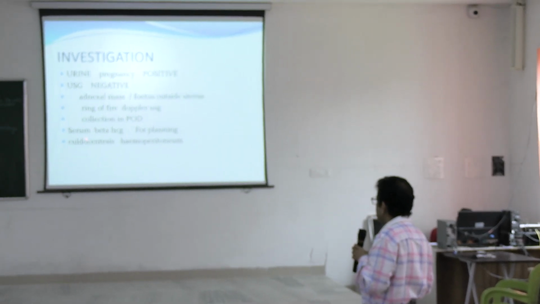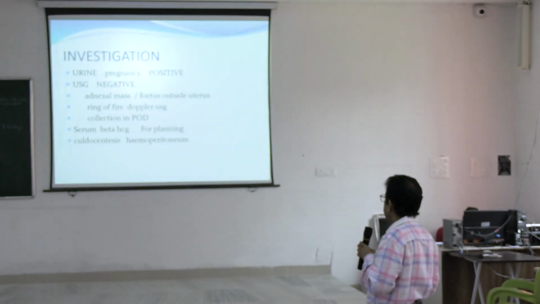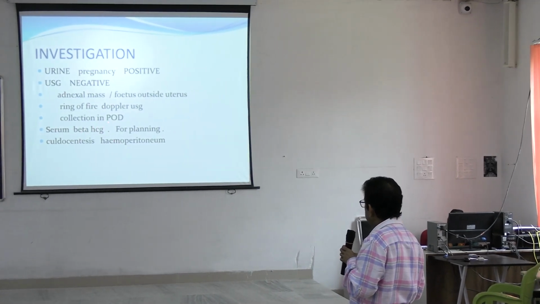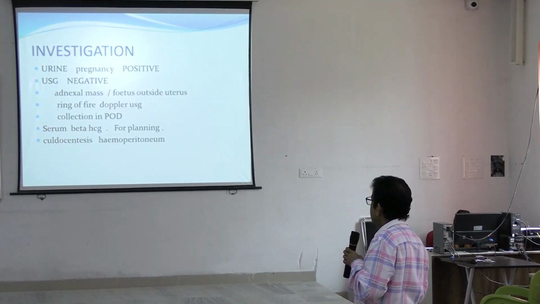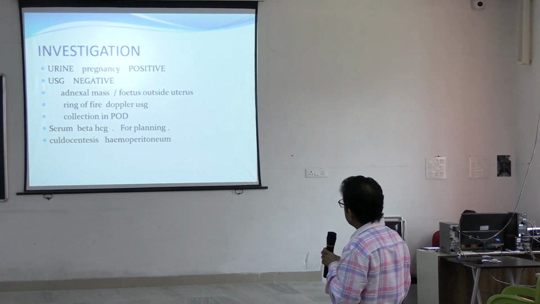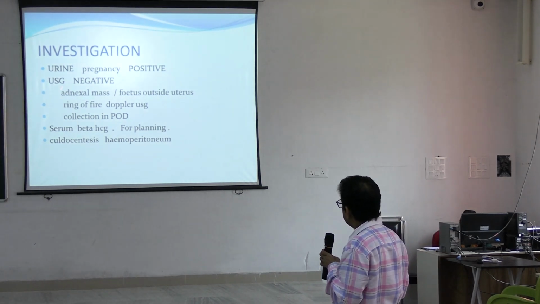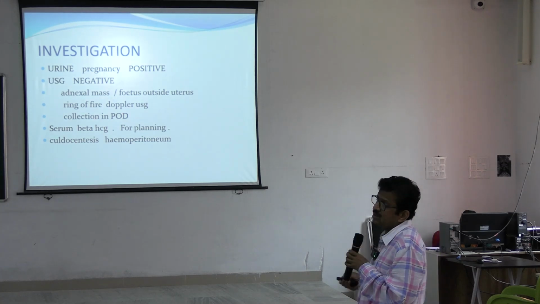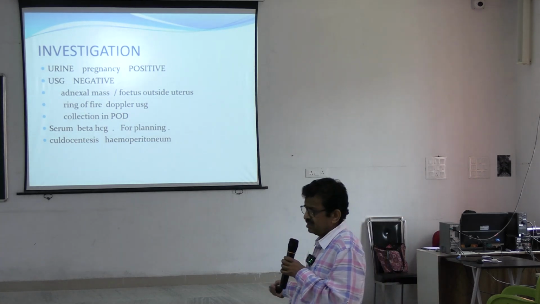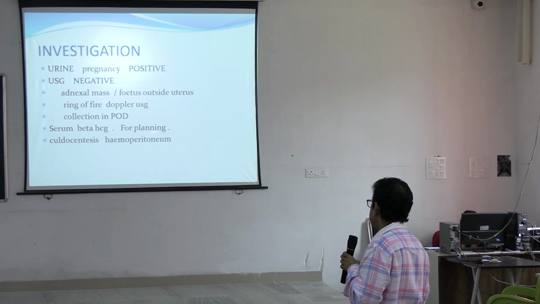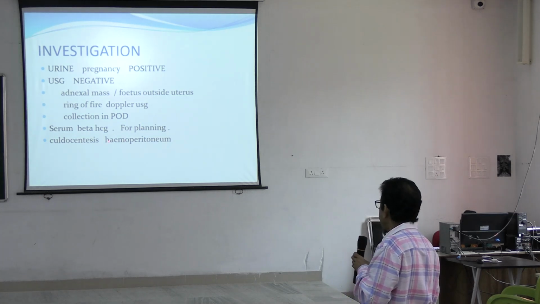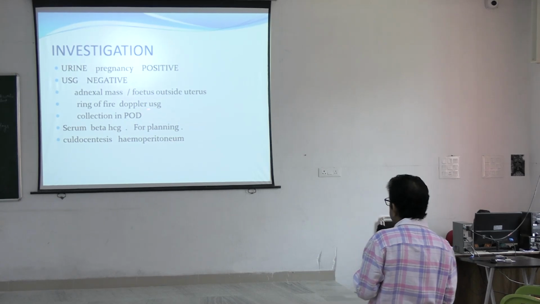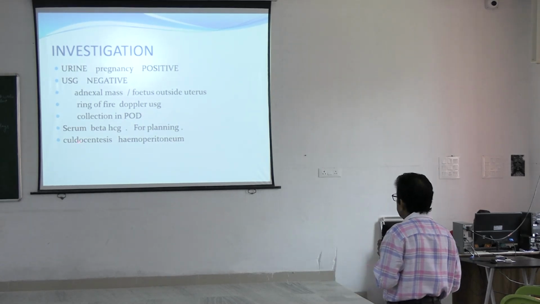Serum beta HCG. Wherever you are suspecting, if the urine is negative, serum beta HCG could be done. It is especially important even after the pregnancy is diagnosed by urinary pregnancy test, because serum beta HCG is to be done for planning, which will be discussed in the next slides. So serum beta HCG is for planning of management, planning of treatment of ectopic pregnancy.